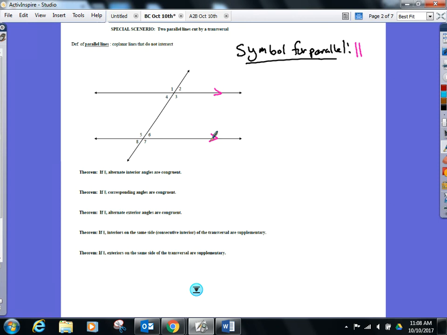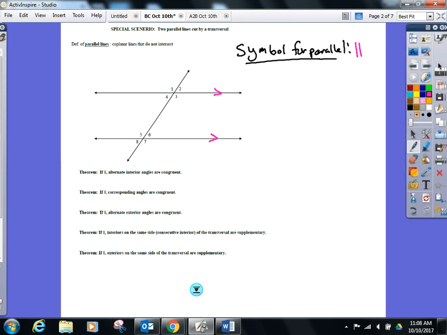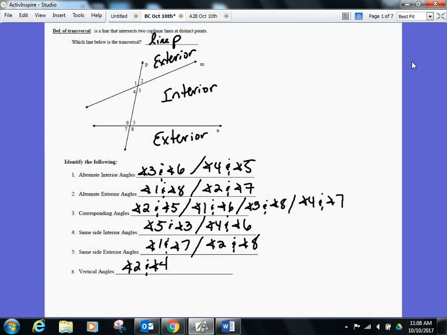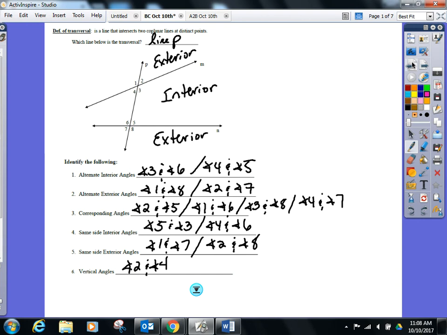Now that the lines are parallel, everyone remember all the different types of angles we had back here? Now we know something about them.